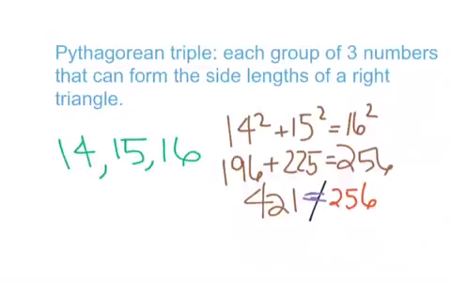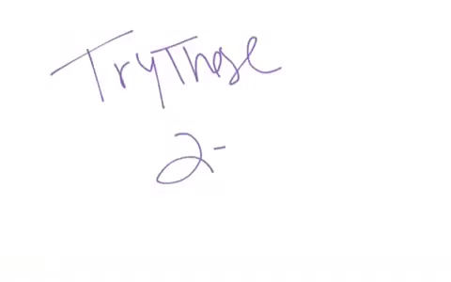Let's do, in your notebooks, 2 through 6, and then try these. Try these numbers 2 through 6. Show all of your work. Take your time and think about the vocabulary that you learned in 10.5. Okay? All right, I'll see you in class.